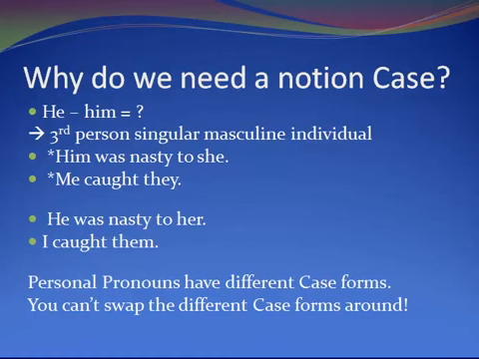So you can't say "him was nasty to she," or "me caught they." That's wrong. You have to say "he was nasty to her," "I caught them." And these forms, what we say here is that the personal pronouns have different case forms, and you can't swap the different case forms around.